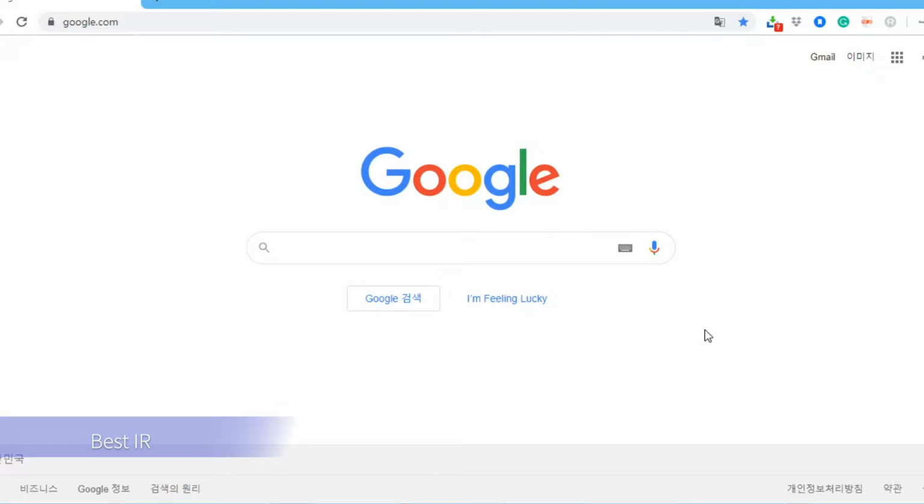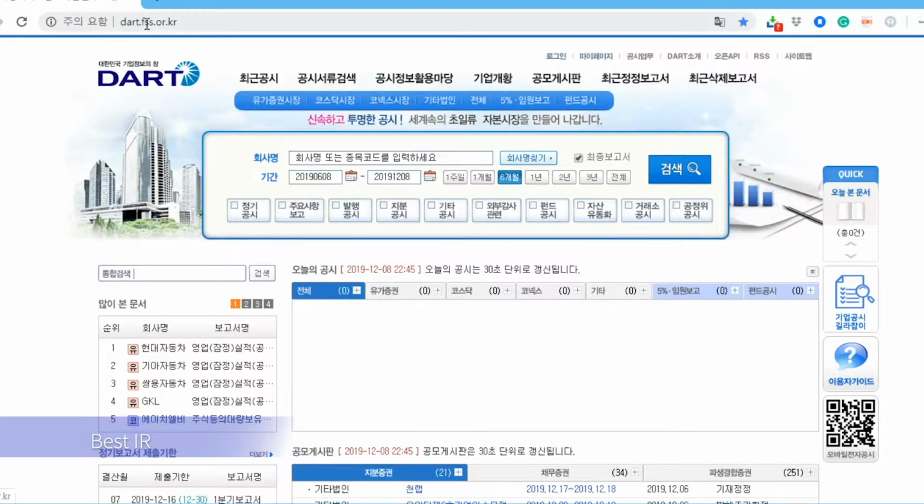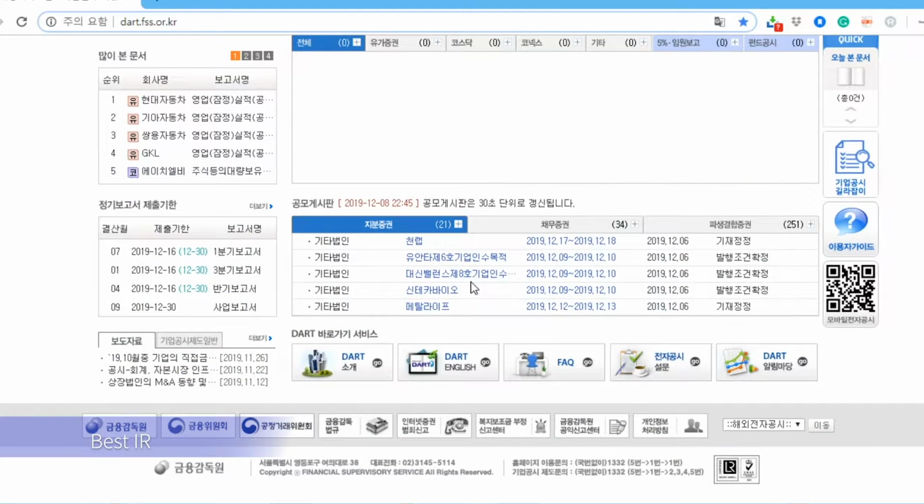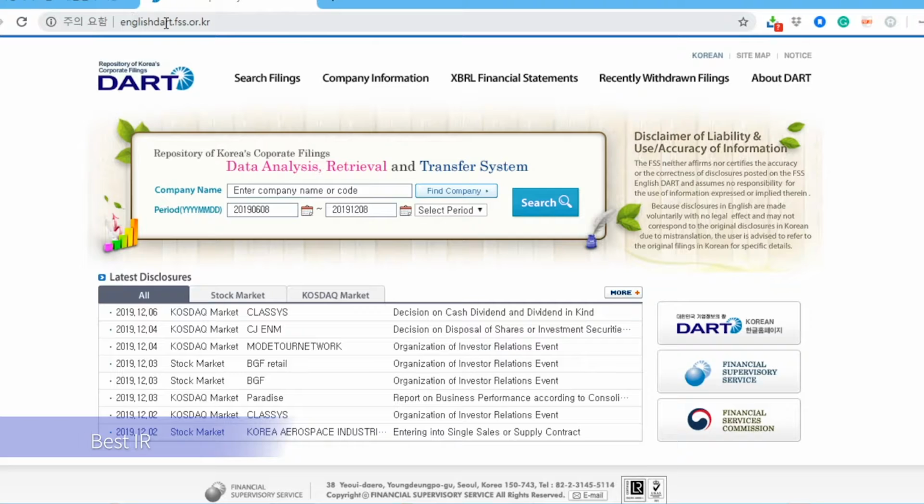So how do we find out details on a company in terms of financials and what they make, what their products are, and everything else? So the best place probably is Dart. It's dart.fss.or.kr, and then you will go to Dart English here. So English Dart FSS dot or dot kr, you could note this.